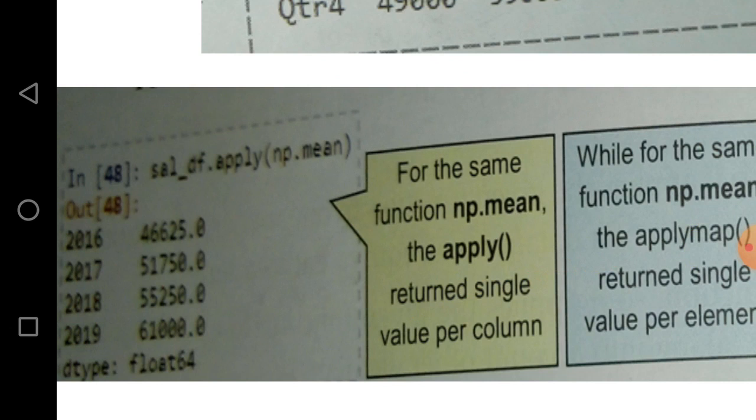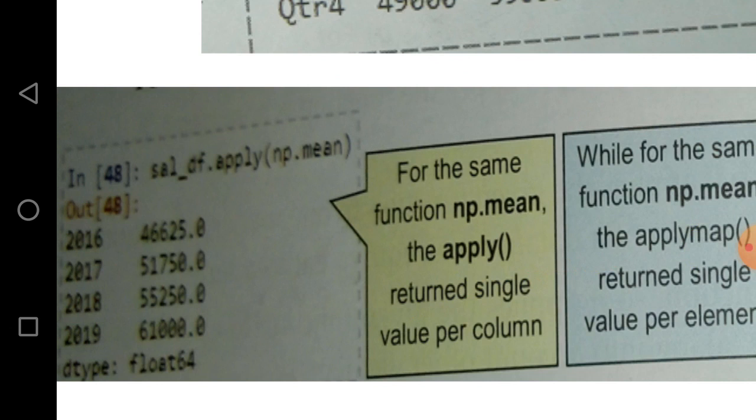Sal_df.apply(np.mean). As I told you, the apply function works on a row or on a column, not on each and every element, while the applymap function works on each and every element of a data frame. So there are 4 columns: 2016, 2017, 2018 and 2019.